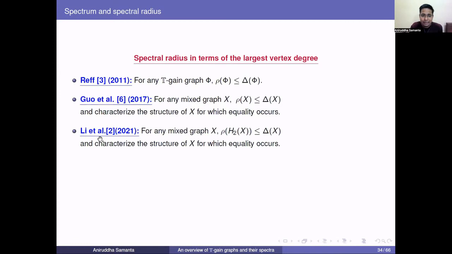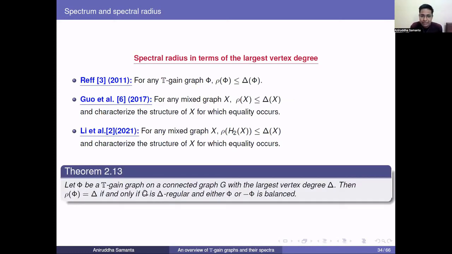Later, Lee et al. proved these results for the Hermitian adjacency matrix of the second kind. So the spectral radius of H2(X) is less than or equal to the largest vertex degree, and they characterized the structure of a mixed graph for which equality occurs. Well, our first result is about characterizing equality of Reff's bound.